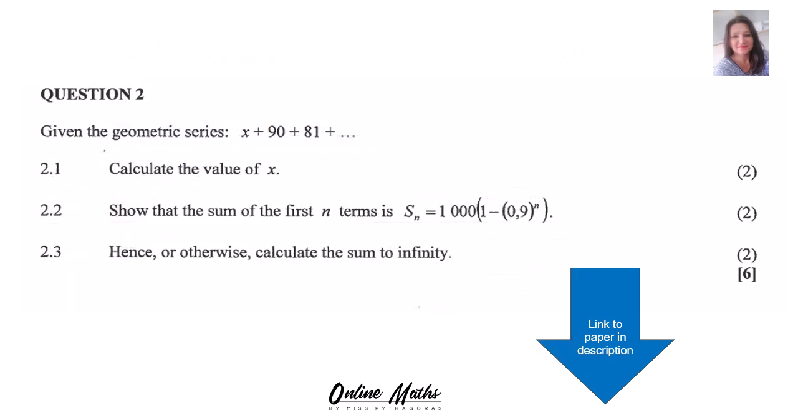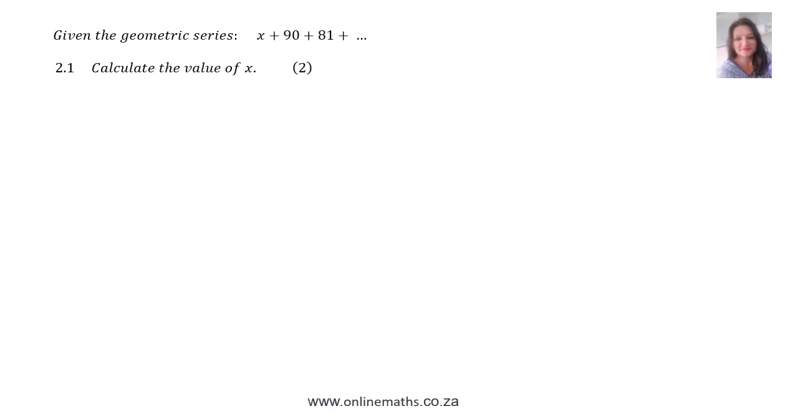This is the question. Now my suggestion is you pause the video, quickly do the question, and then you will find the answers on the next slide. On question 2.1, it's given that there is a geometric series x plus 90 plus 81. 2.1, calculate the value of x.